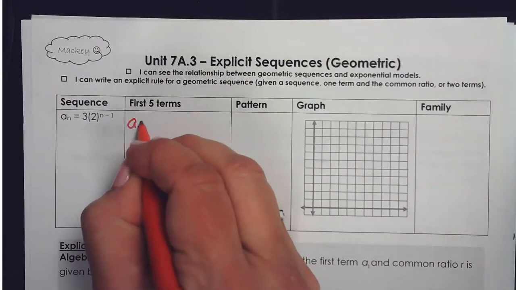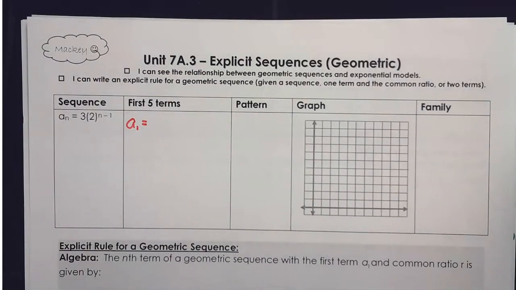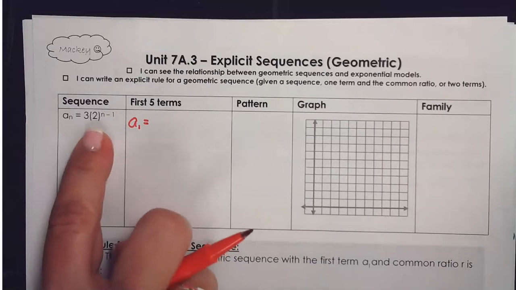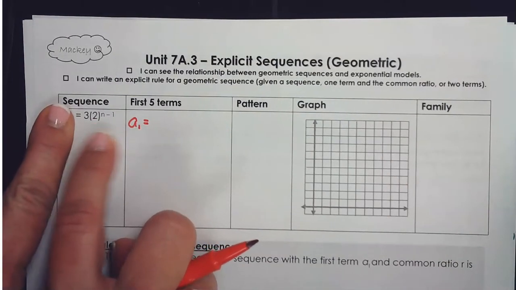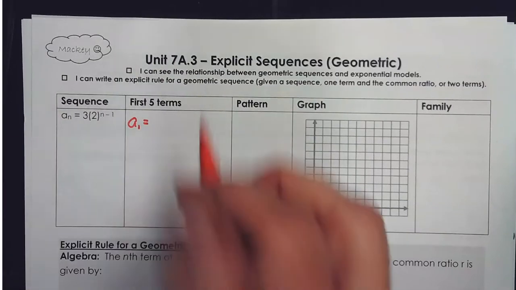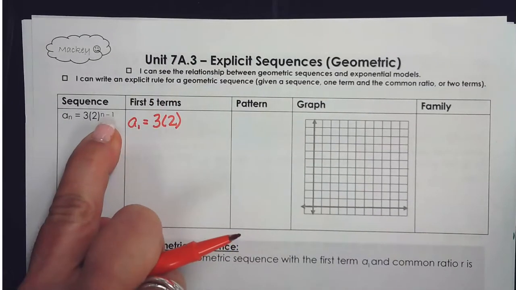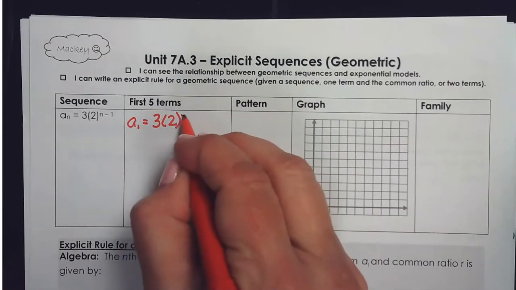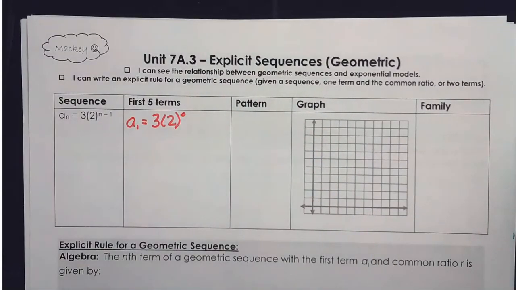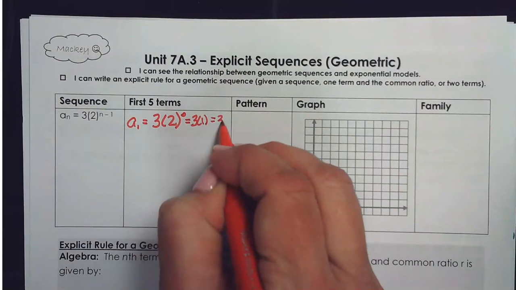To find a sub 1 when we're given an explicit rule, notice that this explicit rule just has this n. We don't have any a's in the rule like we did for the recursive. So a sub 1 means that we're going to put 1 in for n. And if I put 1 in for n, what's the exponent going to be up there? 0, okay? And anything to the 0 power is 1. So that's going to be 3 times 1, which would give us 3.